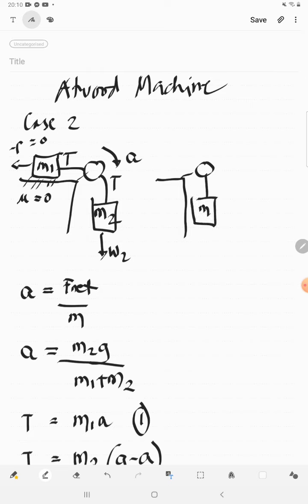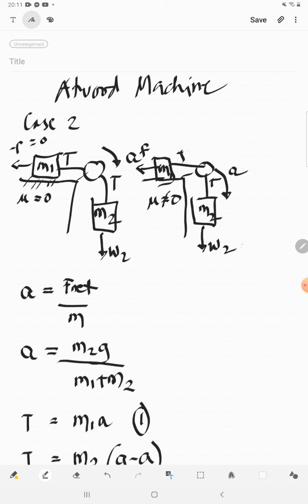M1 is having a friction? So this is our M1 and it is connected. Here in this case, mu is not equal to 0. So that means there is a frictional force between M1 and the table. You will see here that this is our acceleration, and of course there is a tension here, and this is your W2.